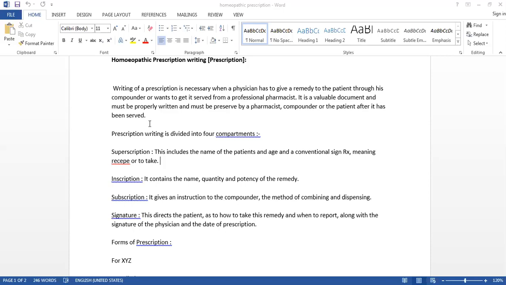Hence, it is a valuable document which is written by the physician. It should be preserved by the pharmacist and compounder. As we have discussed in the ethical code, we should not discuss the history of the patient with others. The secrecy should be maintained. But in case of medico-legal cases, we have to share everything in front of the judge. So at that time, this prescription is important. It can be legal evidence in those cases.